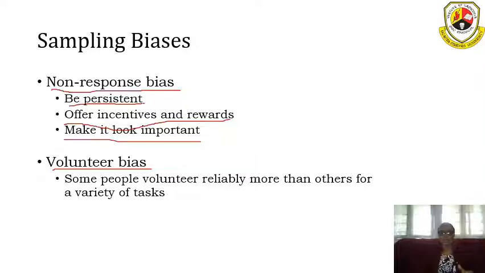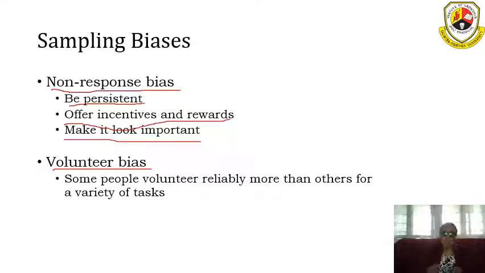The second is volunteer bias. There are certain people who are used to volunteering to do certain tasks. They're just used to it. Oh, do this. I'm ready. I'm here. I'm the person to do that particular thing. But this person is not qualified to answer your questions. They may not have the right information, but they say, I'm always here, let me answer. But they're really not qualified.